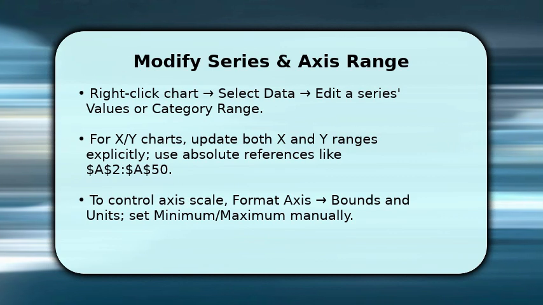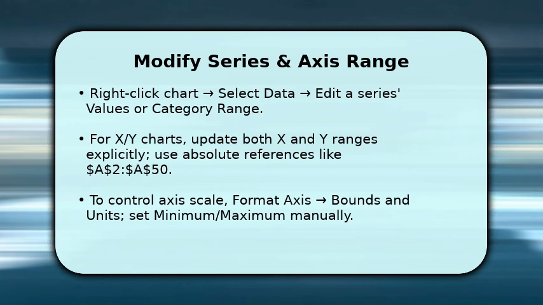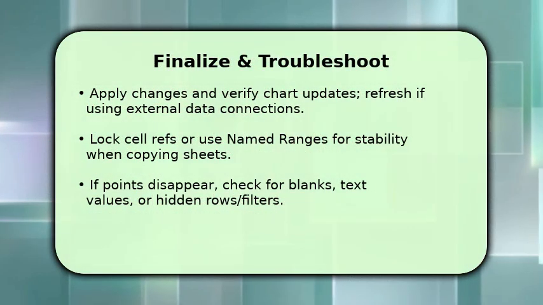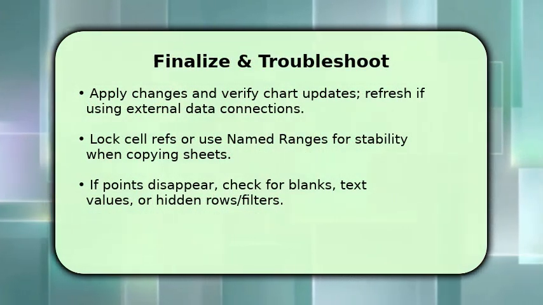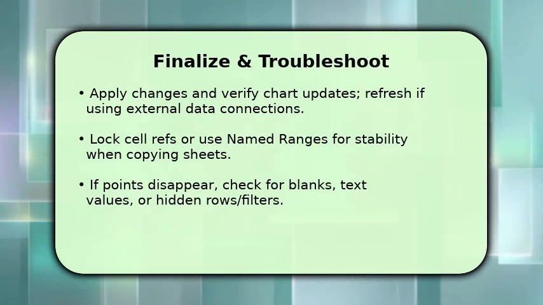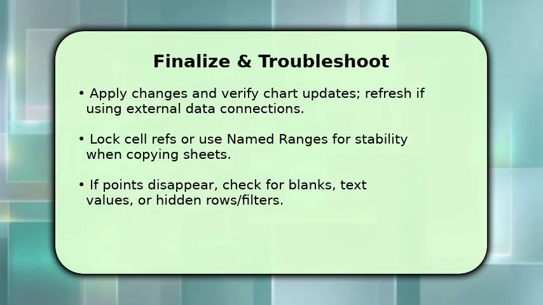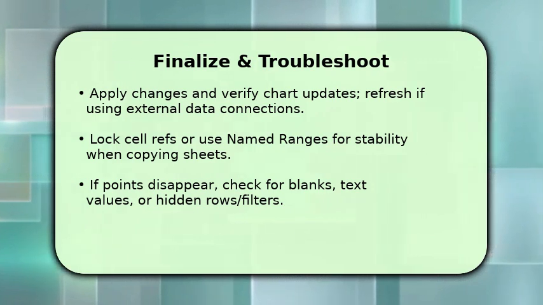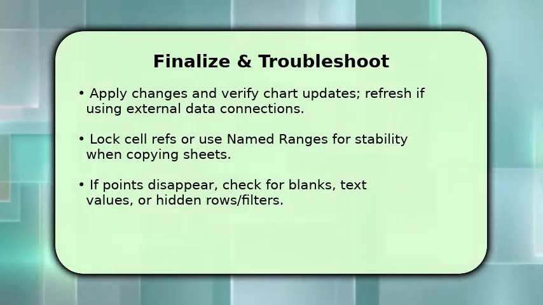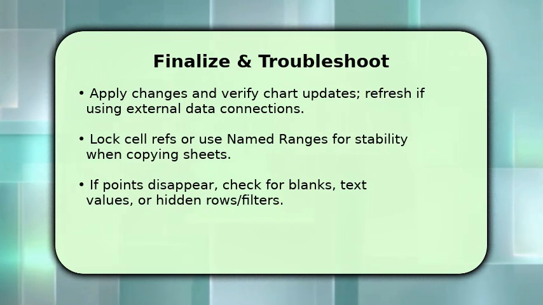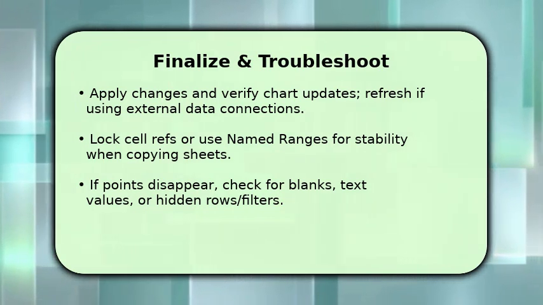To change the displayed scale, open Format Axis and set Minimum, Maximum, and Major Unit. This forces the axis to reflect the exact range you need. Finish by applying the edits and visually confirming the chart updated as expected. If data comes from an external source, refresh the connection. To avoid accidental range shifts, lock references with $ or create named ranges and use them in Select Data.